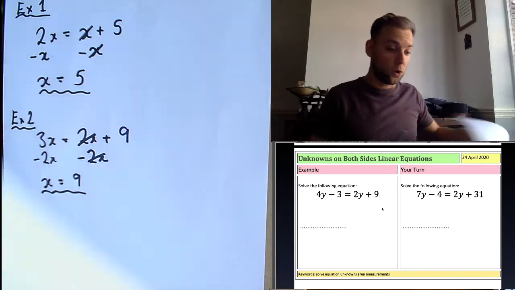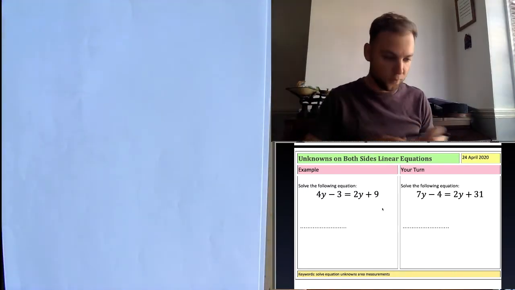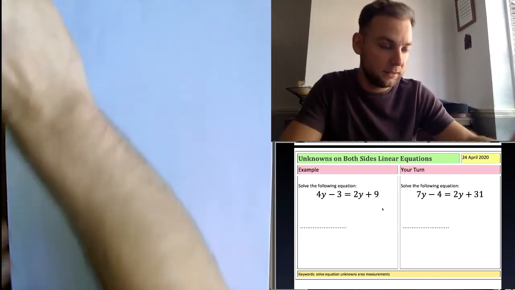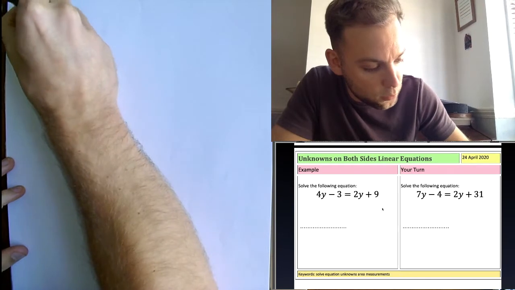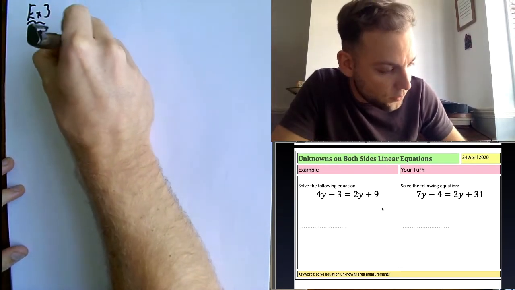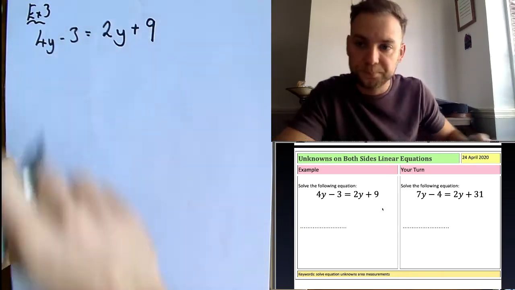So again, I'll do one question, then you can have a go at one, and then we'll move on. Remember to make sure you're getting these in your notes. The only way to learn maths is to do it. So here, this is example 3. So I've got 4y minus 3 is equal to 2y plus 9.